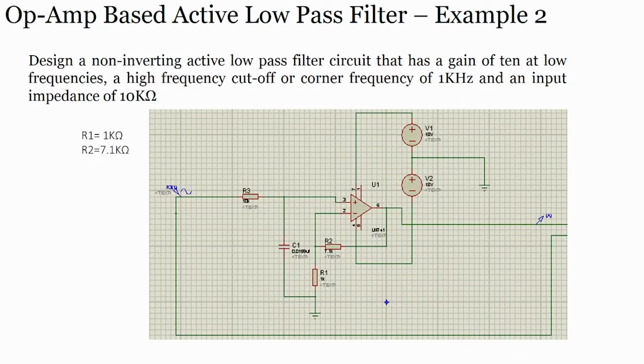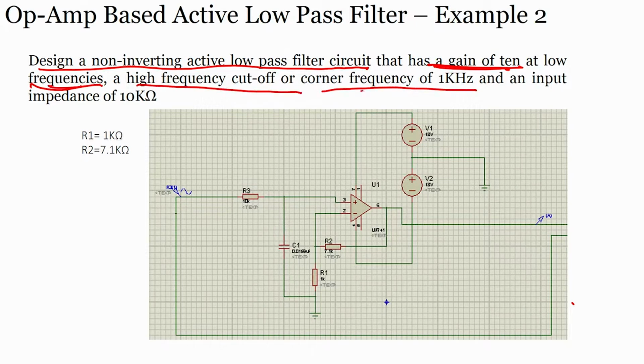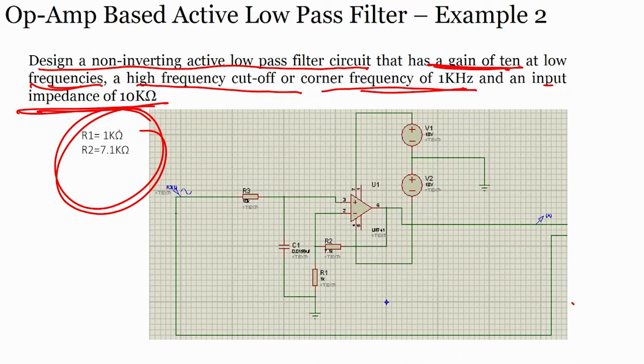So, let us take another example. Here you see a circuit, again prepared by Sitaram using PSpice. He has said, if you want to design a non-inverting active low pass filter circuit that has a gain of 10 at low frequencies, a high frequency cutoff or corner frequency of 1 kilohertz and an input impedance of 10 kilo ohm, for this given set of values, what will be R1 and R2? If you solve, you will find R1 equals 1 kilo ohm and R2 equals 7.1 kilo ohm.